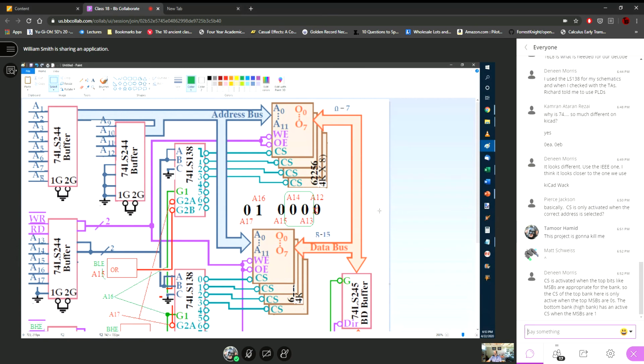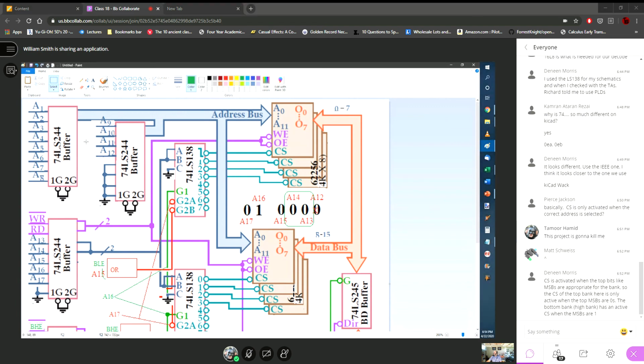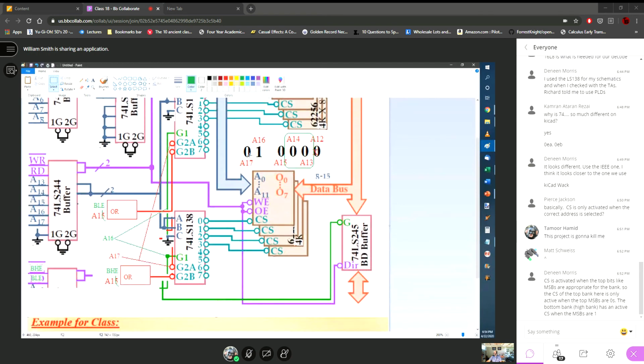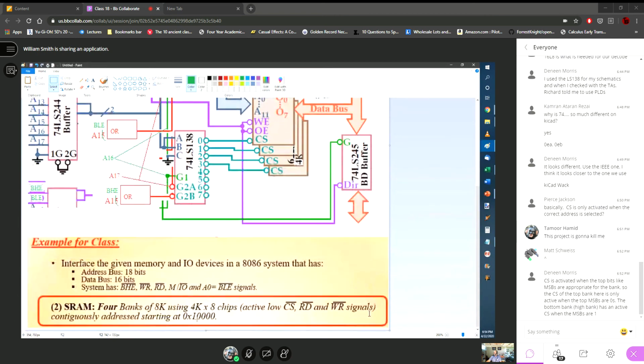So address bits 1 through 12 choose where you are in the individual chip. Address bit 0, which is BLE and BHE, chooses whether you're picking a top half or a bottom half, assuming that BHE is active all the time. And then address bits 15, 16, and 17 have to be uniquely decoded to pick out where you are in the total address range, your 0.